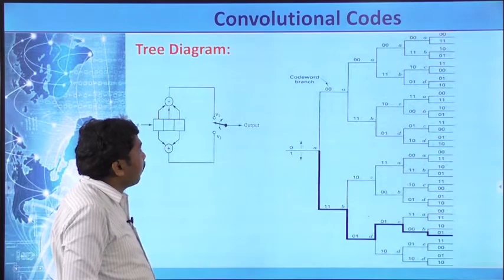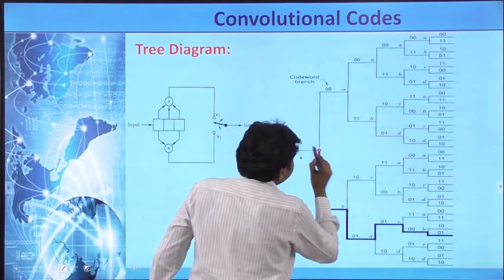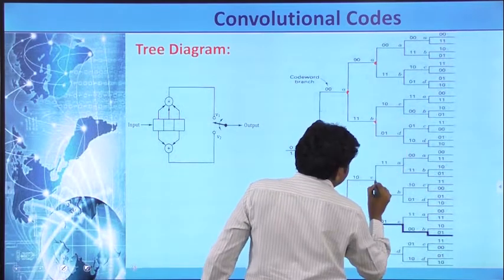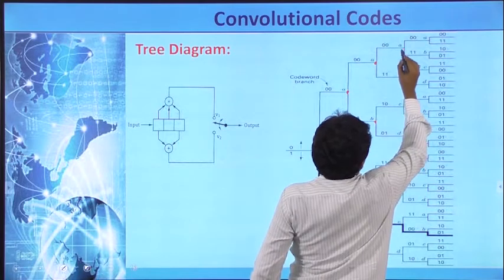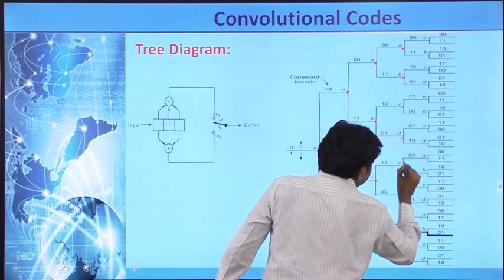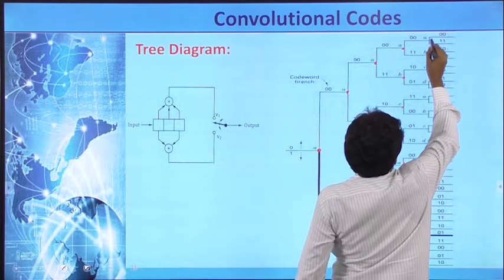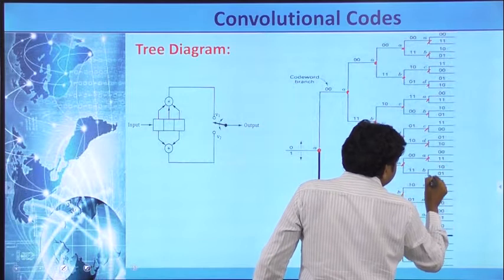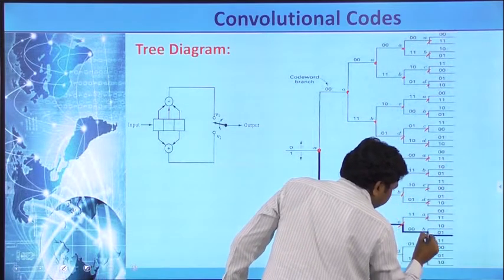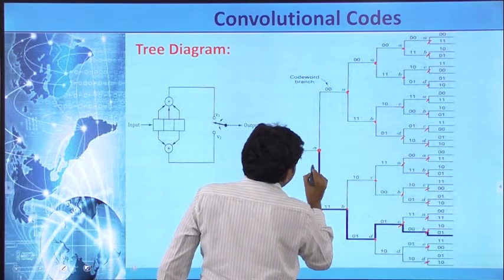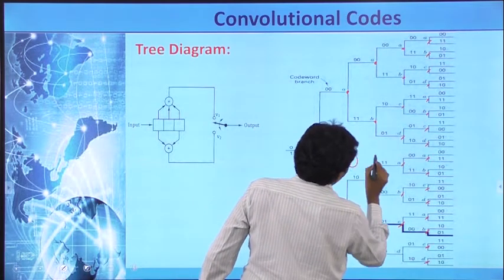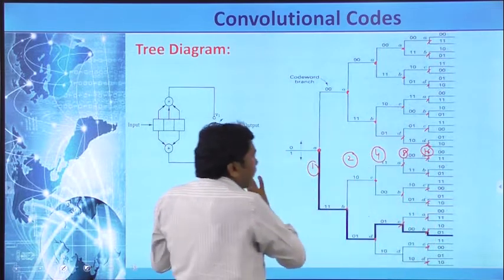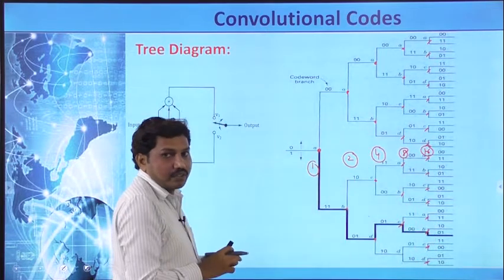So look at the tree diagram once. Here the number of nodes is 1. Here the number of nodes is 2. In this case, the number of nodes is 4. Here the number of nodes is 8. Here the number of nodes is 16. So the number of nodes increases in the case of a tree diagram.